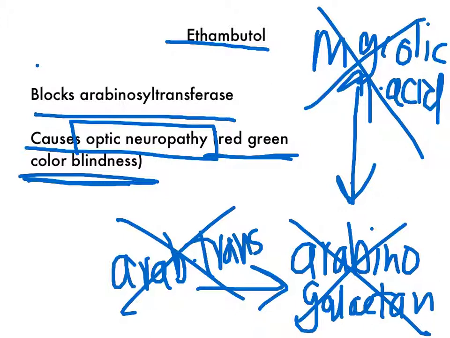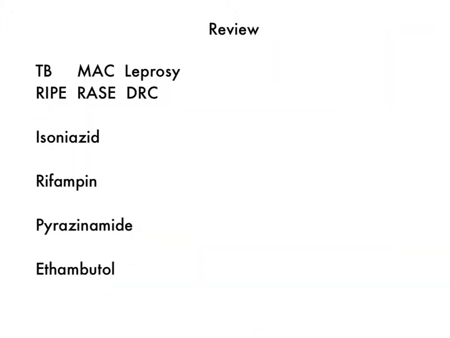Okay, well, let's do a quick review of all the drugs. First thing I talked about was RIPE, RAISE, DRC for TB, MAC, and leprosy. Remember, for TB, RIPE stands for rifampin, isoniazid, pyrazinamide, and ethambutol. We went over all these drugs in this section. And remember, the I is special because it can be used for solo prophylaxis against TB. The next one is RAISE. Remember, this stands for rifampin, azithromycin, streptomycin, and ethambutol. The A here stands for azithromycin. Remember, azithromycin is the prophylaxis for MAC, and you want to get that prophylaxis when the CD4 count is under 50. And leprosy used DRC, which stands for dapsone, rifampin, and clofazimine.